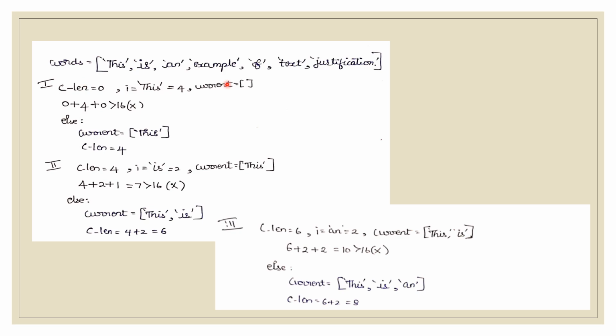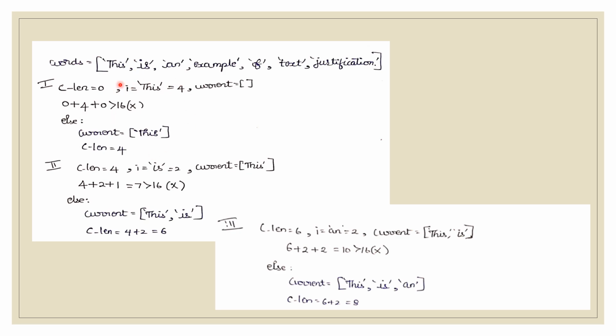Let us take the same test case. During the first iteration, we'll have this with a length of 4. By adding clen, which is 0, plus 4, plus the length of the current list, that is 0, we'll have 4, which is obviously less than 16. Thus, this does not satisfy the condition, so we're going to execute the else part. In the else part, we're going to append i and increment the value of clen by the length of i.